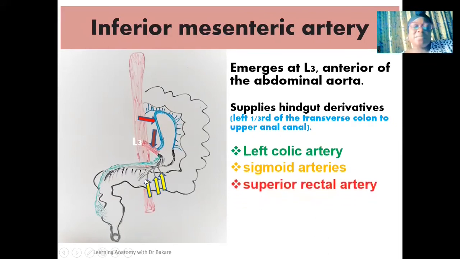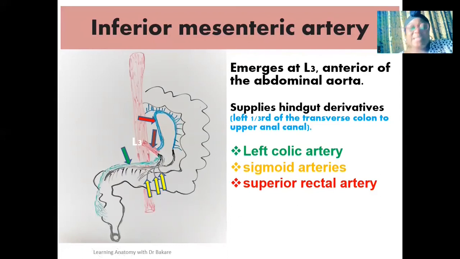Then we have the last branch, which is the superior rectal artery. This is the superior rectal artery that is highlighted in green, and as it emerges, it goes down and supplies the rectum and also the upper part of the anal canal. So that is the kind of presentation that is seen by the inferior mesenteric artery.